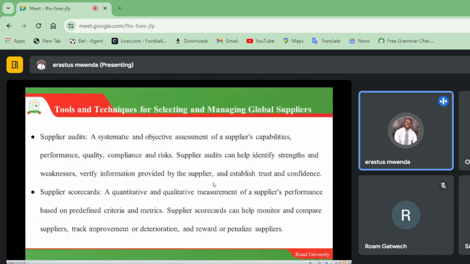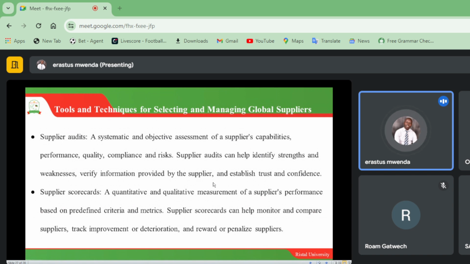Tools and techniques for selecting and managing global suppliers. This is also a very interesting discussion. How do we make sure that we are getting the correct supplier? Because, like we have said, there are people that have lost money in these stories of global sourcing. So you need to have certain techniques that are going to guide you. Number one, we do what we call supplier audits.